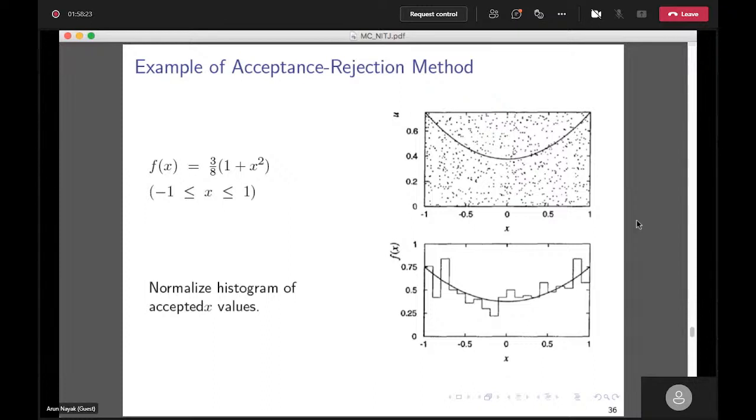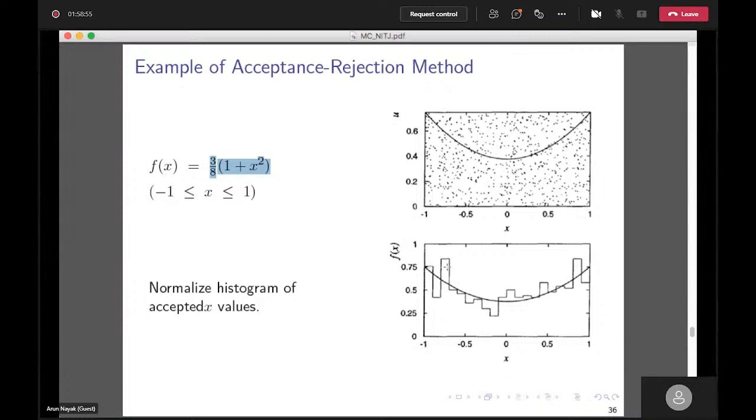Here, for example, you want to generate a PDF given by this function, distributed between -1 and 1. You generate all these points, and then you only keep x when the y value falls below this curve. Then you look at the one-dimensional distribution of x, and you can see that they are distributed according to this.